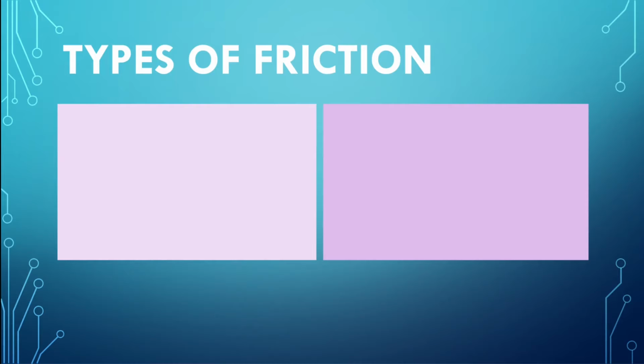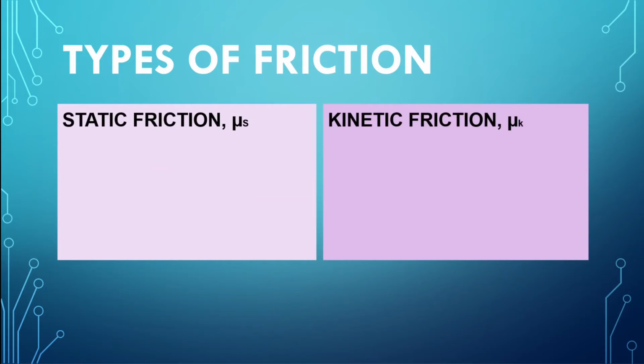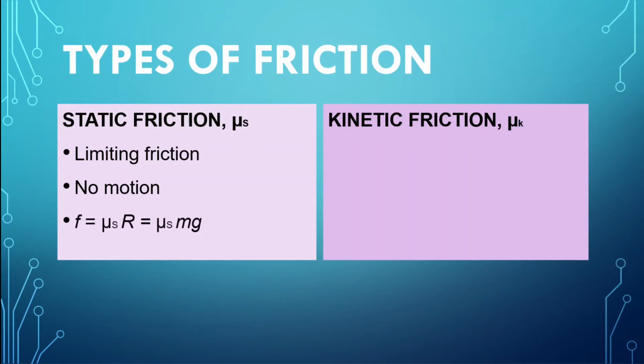What are the types of friction? There are two types of friction: static friction, μs, and kinetic friction, μk. What is static friction? Static friction is also known as limiting friction. It occurs when there is no motion, and the formula we use will be F equals μsR, which also equals mg. What is kinetic friction?